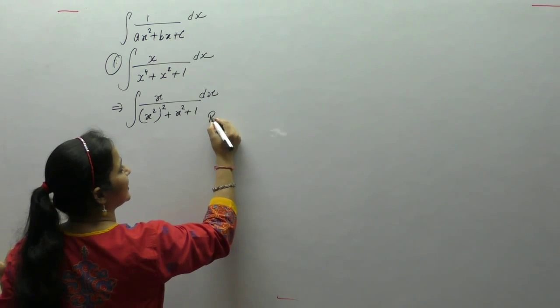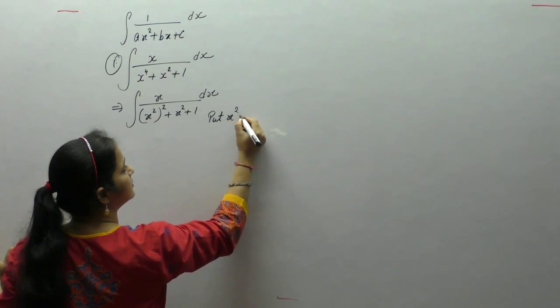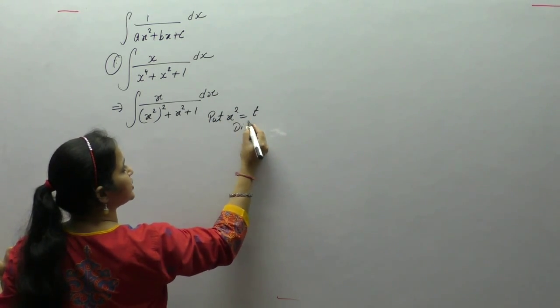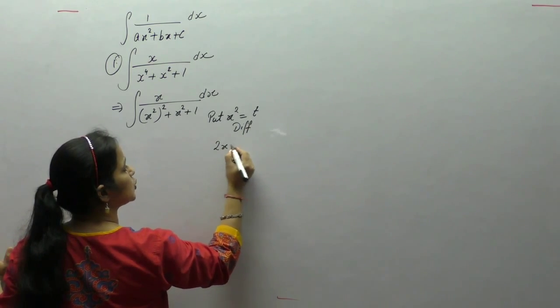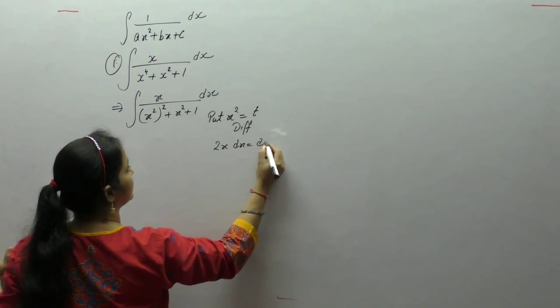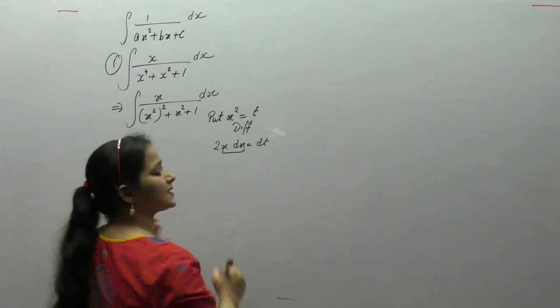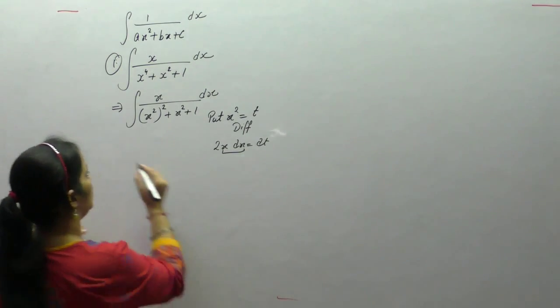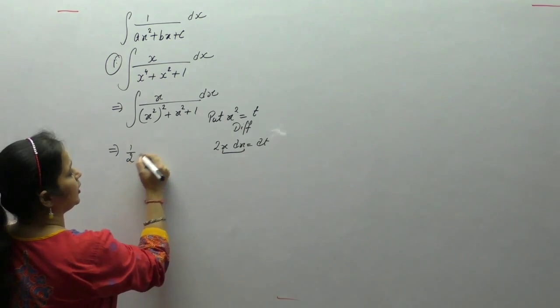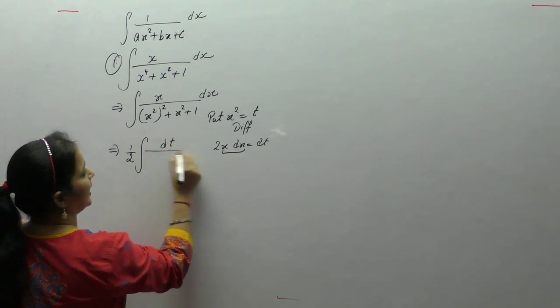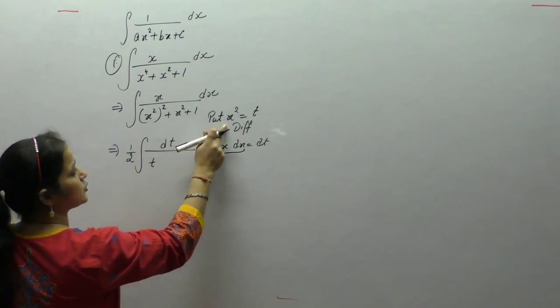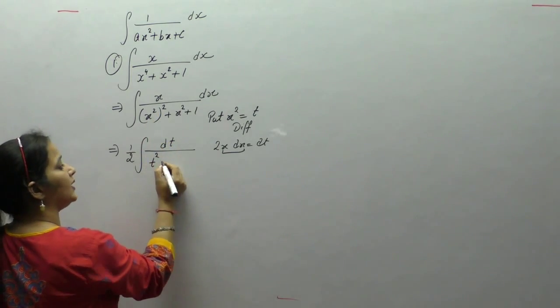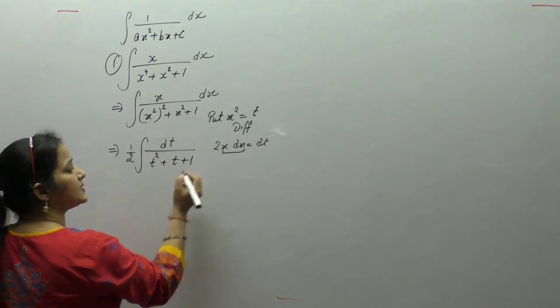Now put x square as t. Differentiate: derivative of x square is 2x dx equals dt. From here x dx will be dt upon 2. So 1 upon 2 dt, and in the denominator x square is t, so t square plus t plus 1.